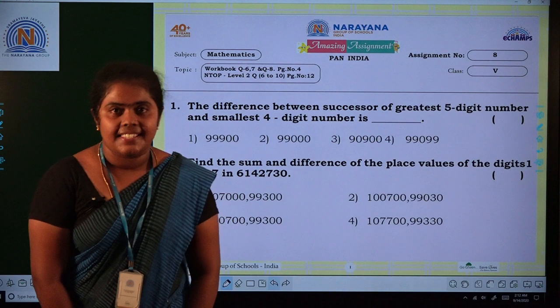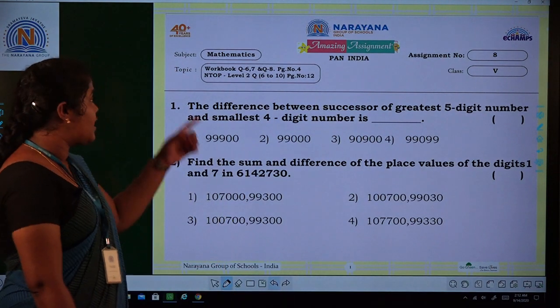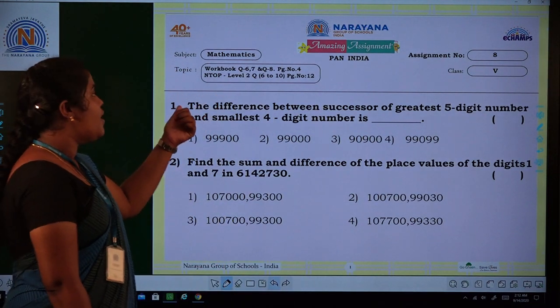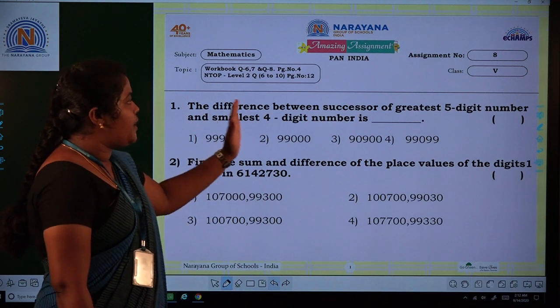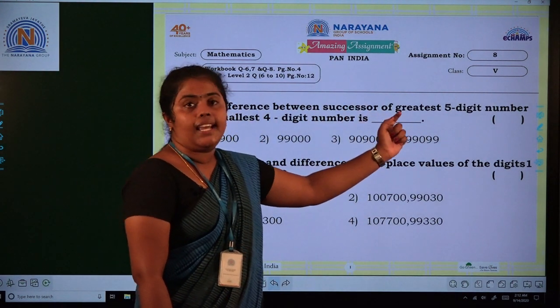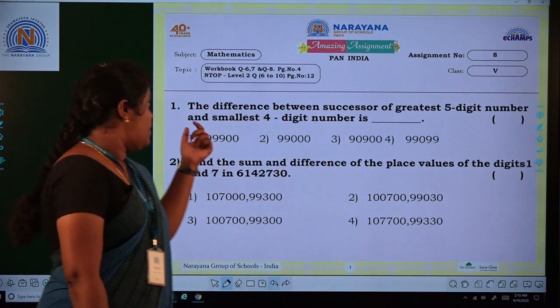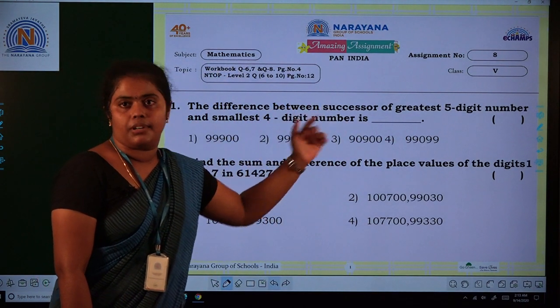Today we will do amazing assignment 8 in our textbook. Those are the end of level 2 questions. First one is: the difference between successor of greatest 5-digit number and smallest 4-digit number is.